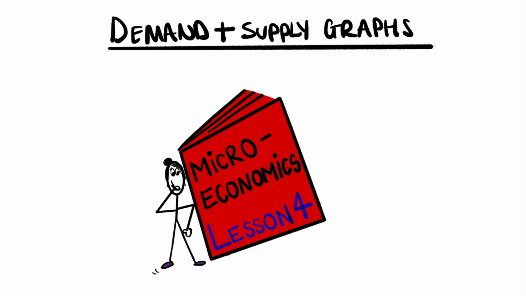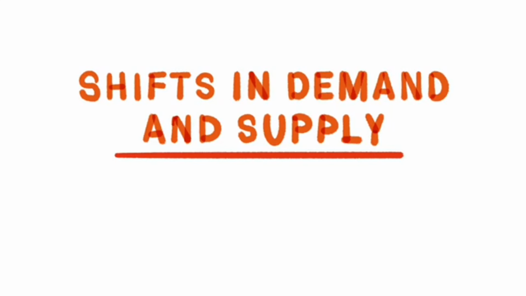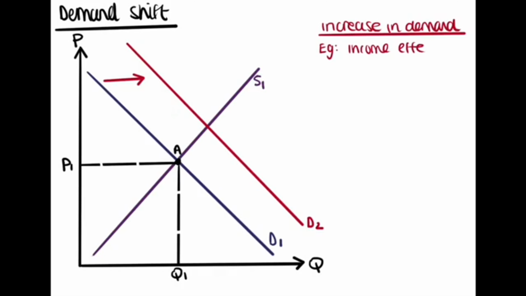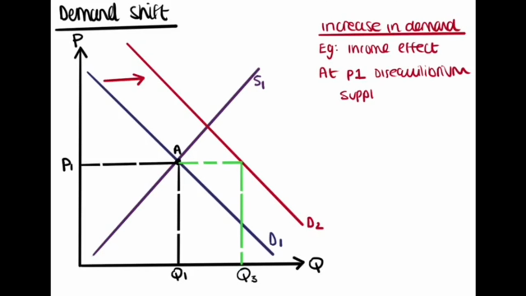Guys, welcome to lesson 4 on demand and supply graphs. This diagram shows demand shifting to the right, and we covered in lesson 2 many reasons why this could be. For example, the income effect. We can see that at price point 1, demand exceeds supply, therefore the market is at disequilibrium.